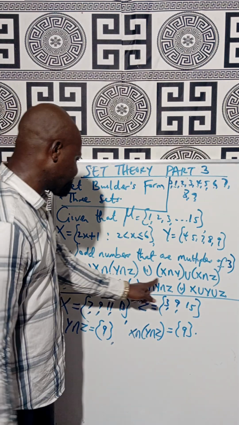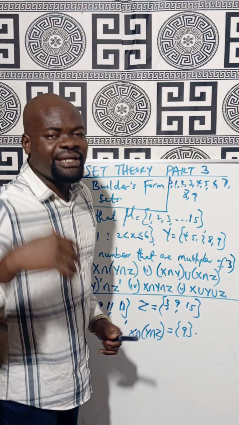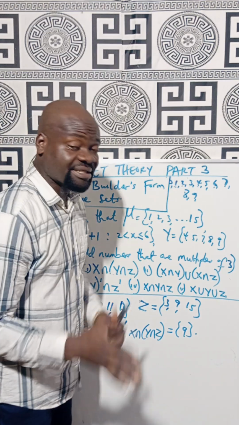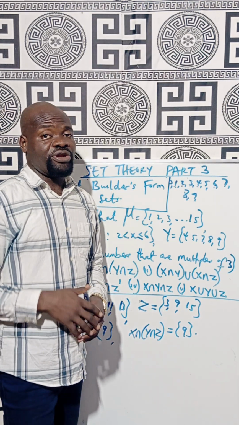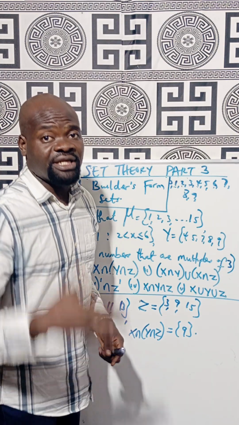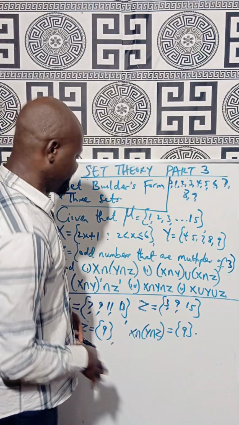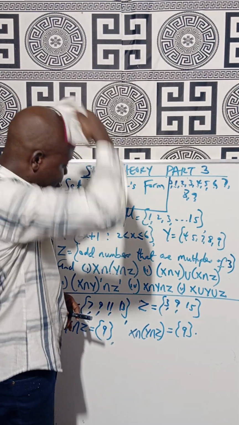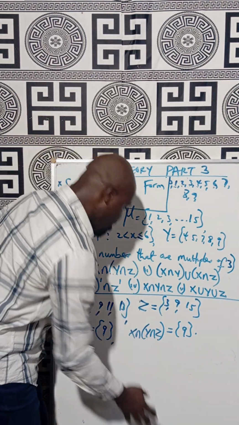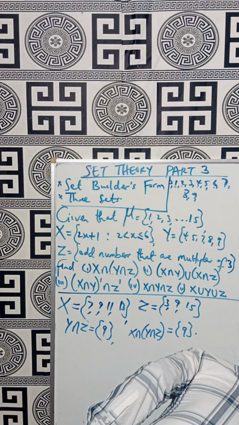Now let's look at the second one. You remember there are some laws, some rules that guide sets. There is a law that we call the distributive property, the distributive law. When I say distribute, let me break it down for you. Now, let's say we have something like this.